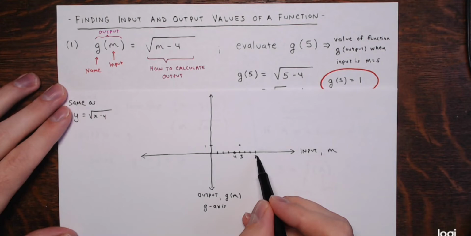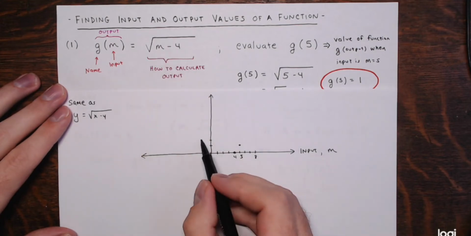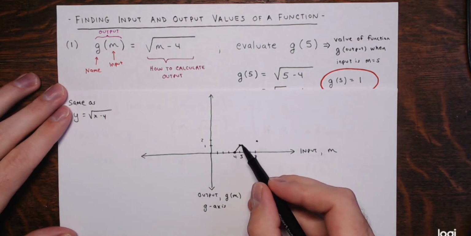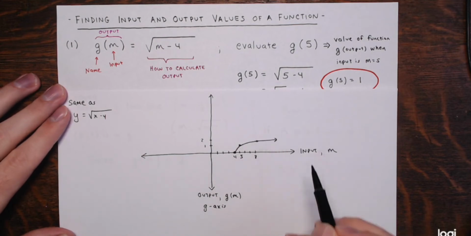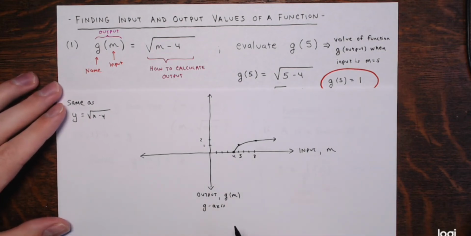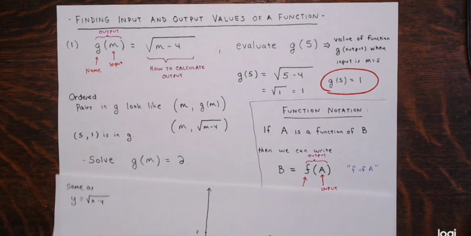Alright, 6, 7, 8, because the square root of 8 minus 4 is the square root of 4, which is 2. And so on, and you get this. You saw the graph on Desmos, right? It looks something like this. It would go up forever that way. A very, very rough sketch. Just know that you can do this with all these functions.